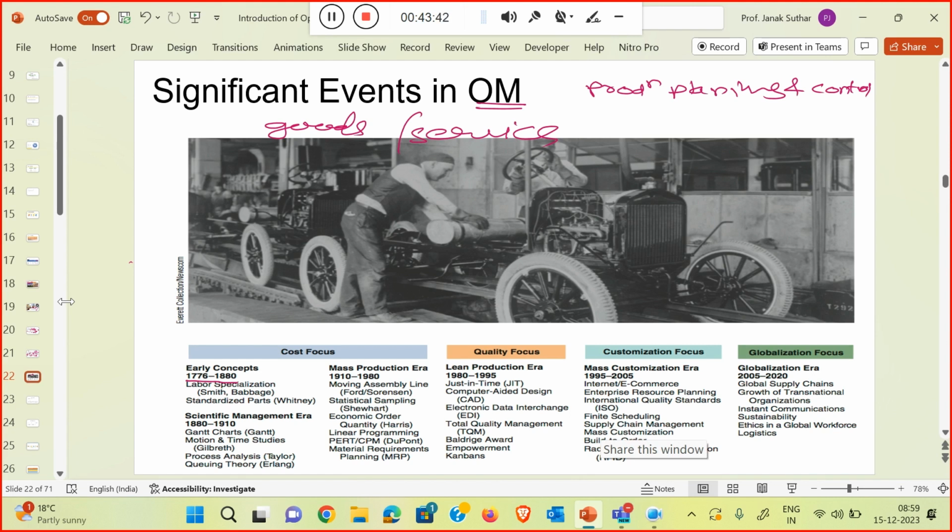So the thing is like that. This is the first concept given, the first innovation inside operation management. So they say that from now onward, earlier they were making things on the basis of customer demand, but after that they realized.